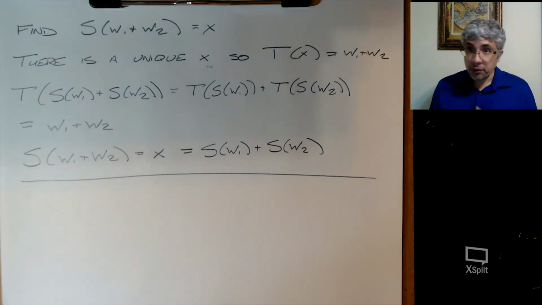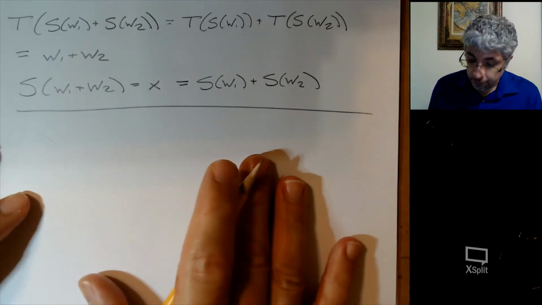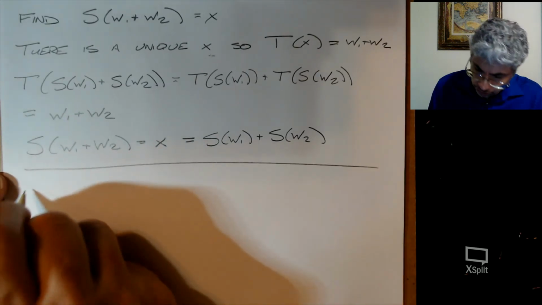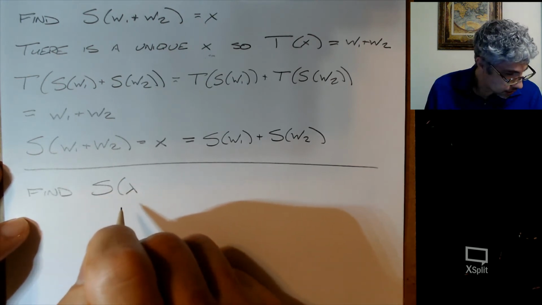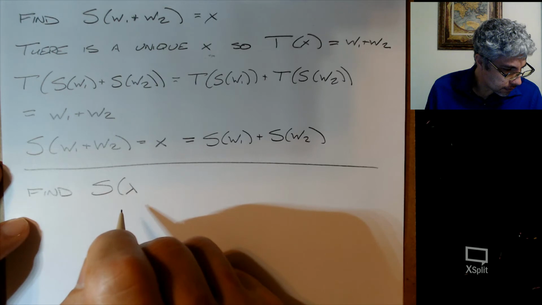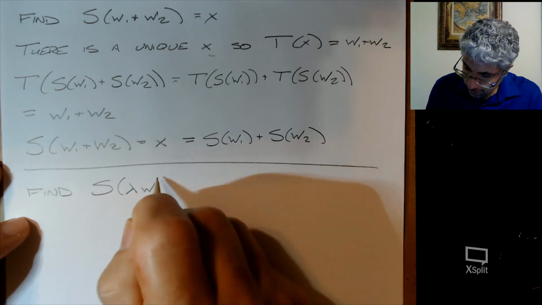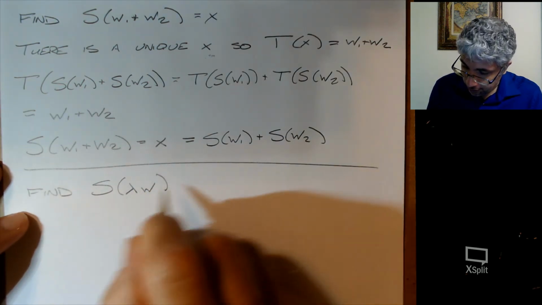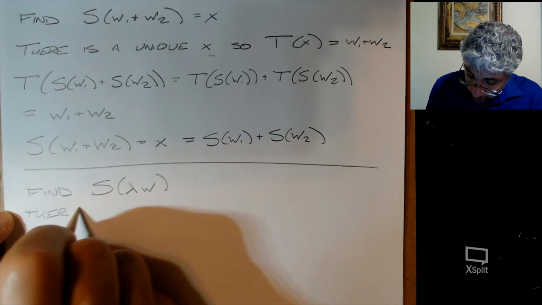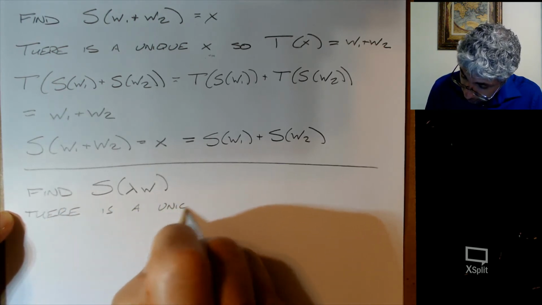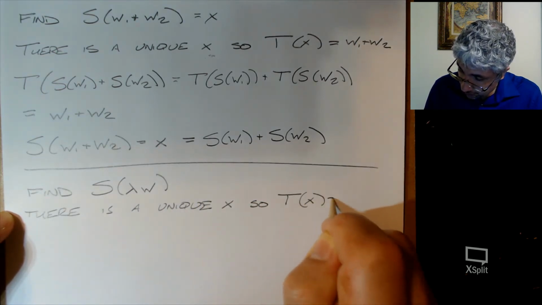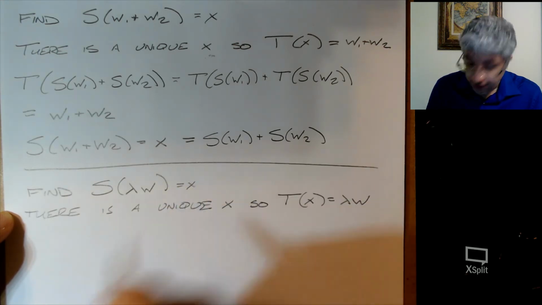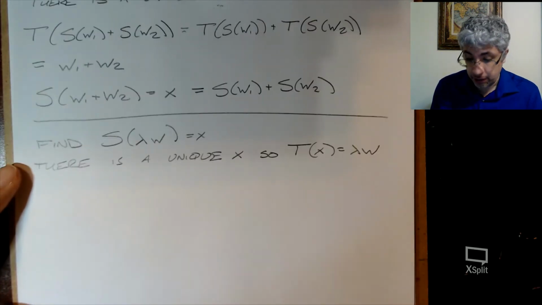Now we want to do it for scalars as well. So I want to find S of lambda W. I'll just use a single W. So what do I know? I know there is a unique x so that T of x is equal to lambda W, and that's what that's defined to be. It's defined to be the unique x, right? That's how we define S.